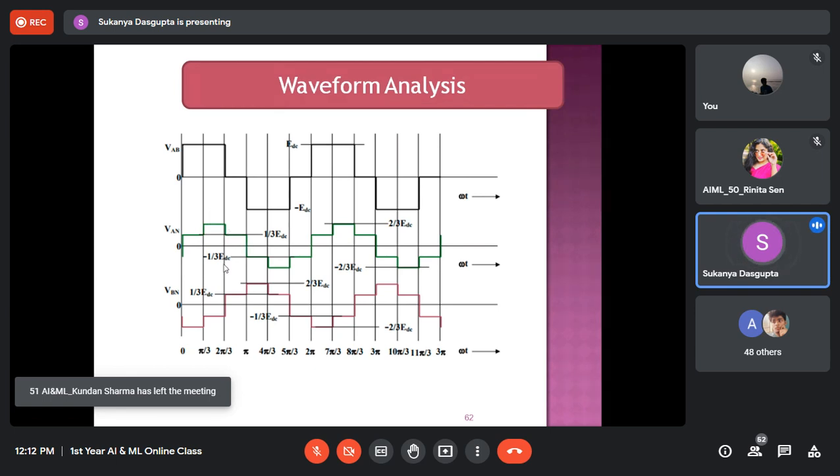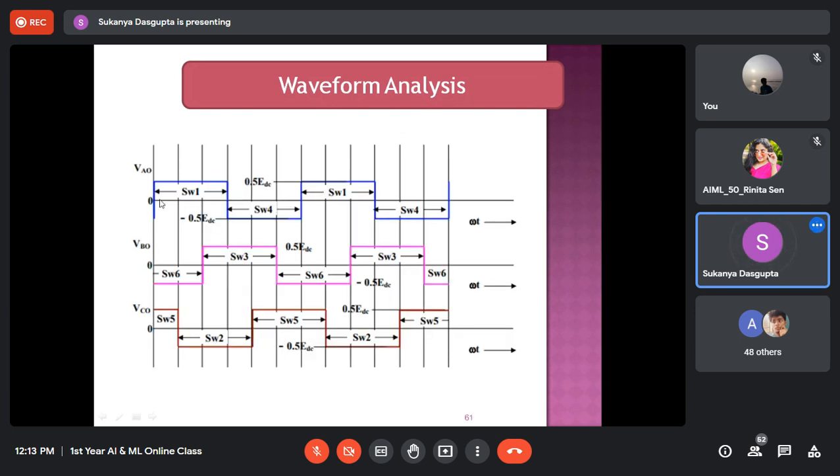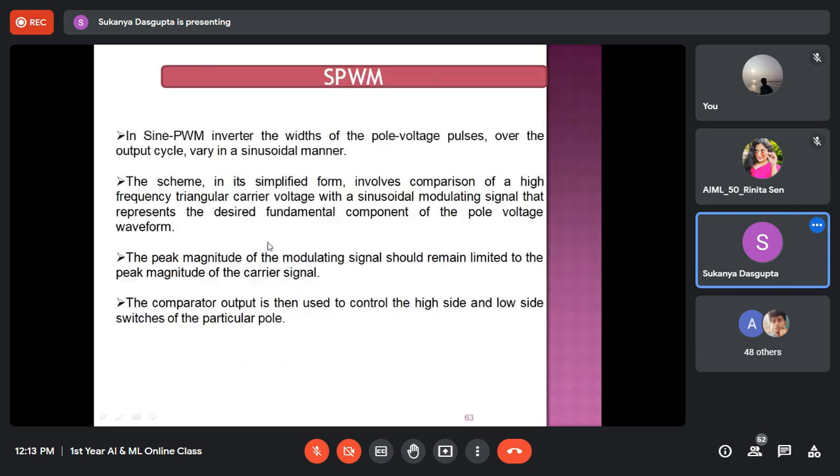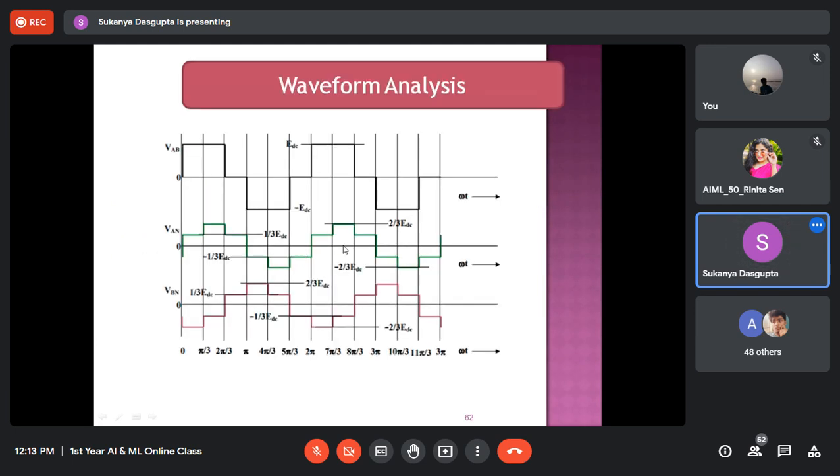Okay, so this is at 1/3 EDC, and this peak is at 2/3 of EDC. So mathematically we can prove why it is 1/3 of EDC or why it is 2/3 of EDC. For that you have to draw the equivalent circuit for each 60-degree interval. Now, any doubts or any queries from this three-phase inverter?